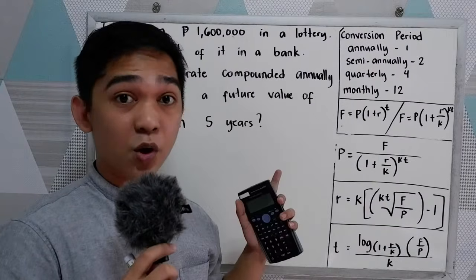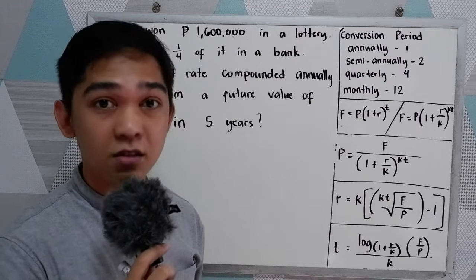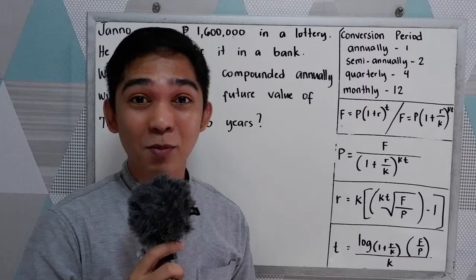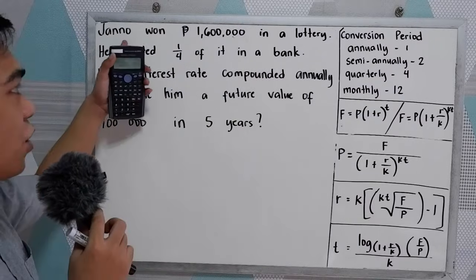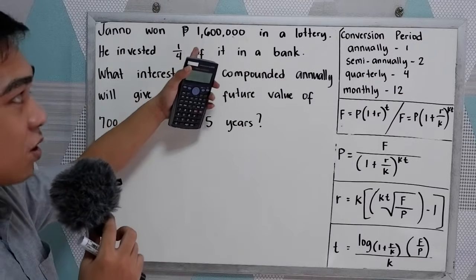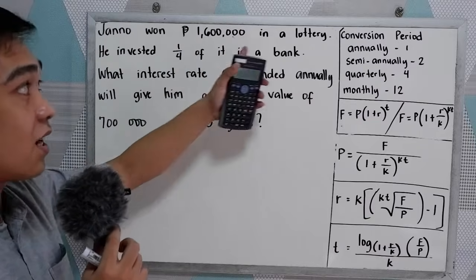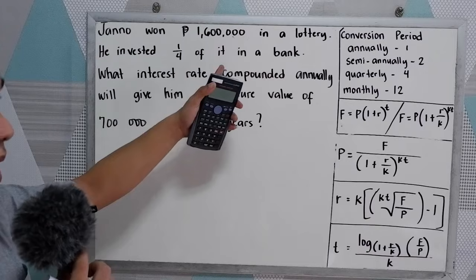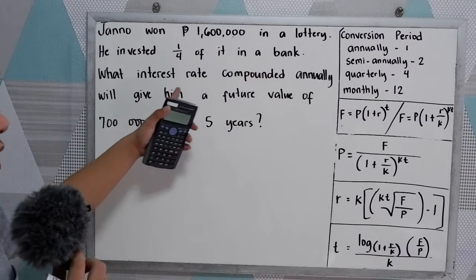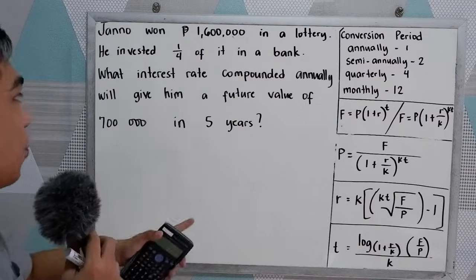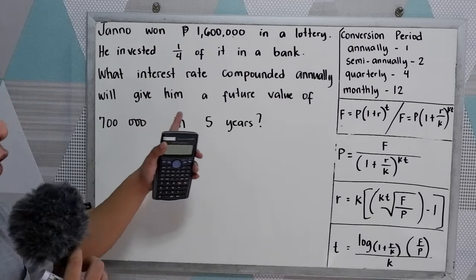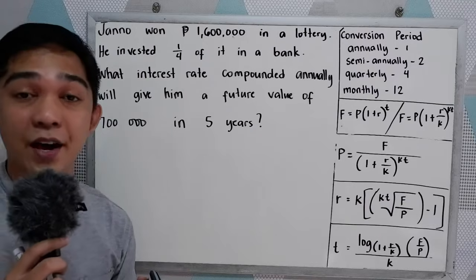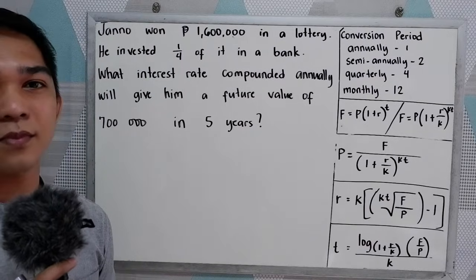In this problem, we're going to find the rate. So we're going to use this formula. So the problem is, John won 1,600,000 pesos in a lottery. He invested 1/4 of it in a bank. What interest rate, compounded annually, will give him a future value of 700,000 in 5 years?